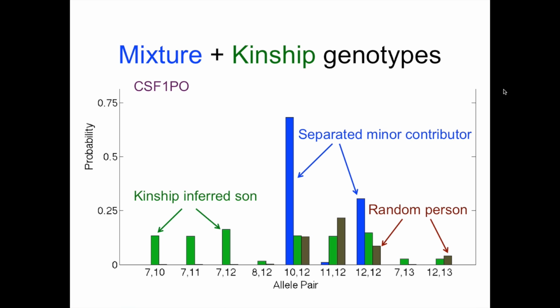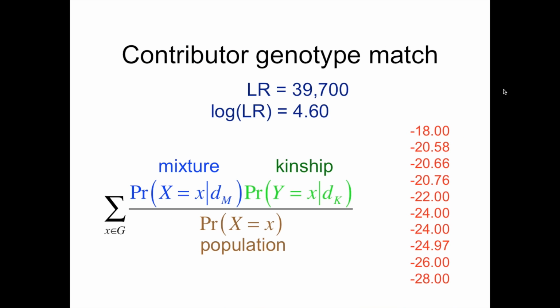And then in brown, we see the genotype of a random person. What's the chance that a person at CSF would have any of these different allele pairs if they were randomly drawn from the population? But by having 3 contributor genotypes, one from a minor contributor to a mixture, another that's a kinship inferred individual, and the third from the population, we can work out what the likelihood ratio is. We can work out a contributor genotype match statistic. In this case, the likelihood ratio is around 40,000, and the log LR is about 4.5.